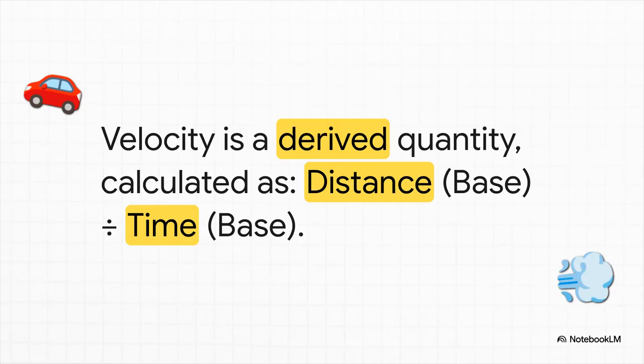Let's make this real with something we all get, velocity or speed. It feels pretty fundamental, doesn't it? But, surprise, it's not. It's actually a derived quantity. Why? Because you calculate it by taking distance, which is just a form of the base quantity length, and dividing it by another base quantity, time. See how that works? We just built a brand new concept using our basic Lego bricks.